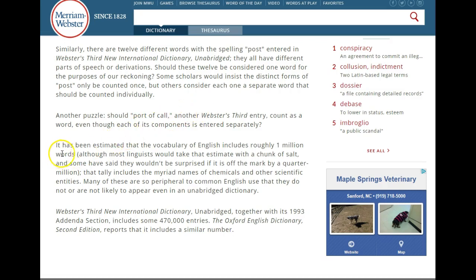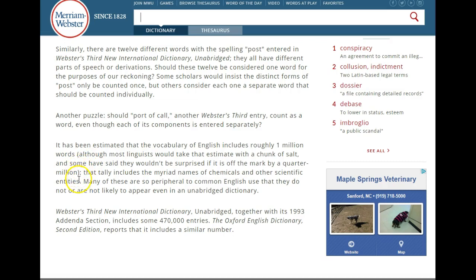I got down here and it says, it has been estimated that the vocabulary of English includes roughly 1 million words. Okay, I get that. Although most linguists would take that estimate with a chunk of salt. I'm pretty sure chunk of salt here is some kind of figurative language, and I'm not even going to worry about that right now, but linguists? Not absolutely sure what a linguist is, but I'm getting the idea that they're probably people who study words somehow, since they're the ones talking about how many words there are in the English language.